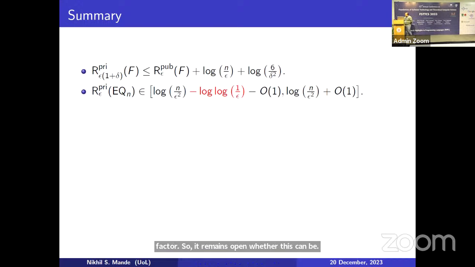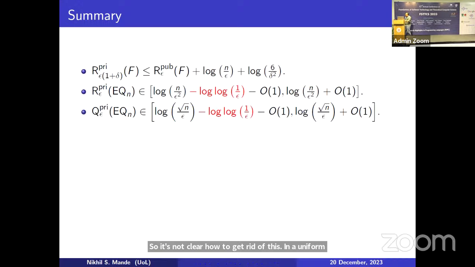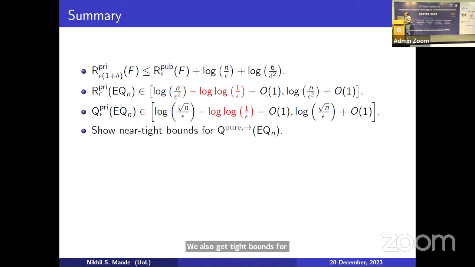But unfortunately, it so happens in certain regimes, when epsilon is extremely small, this is actually necessary here. So it's not clear how to get rid of this in a uniform fashion for all epsilon. We also get tight bounds for the quantum communication complexity.